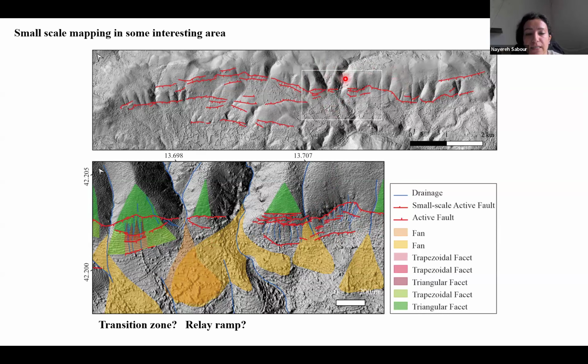And we know that this part is located between the less complex part of the fault and the more complex part of the fault. So maybe it can be a transition zone or relay ramp that connected these two parts of the fault together. And just this, thank you for your attention.